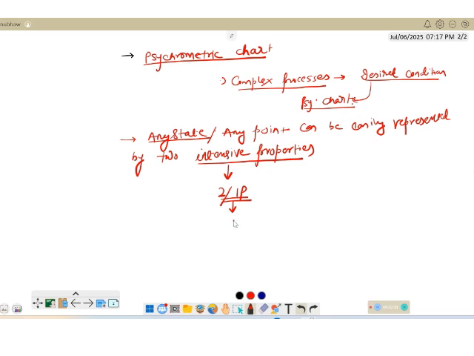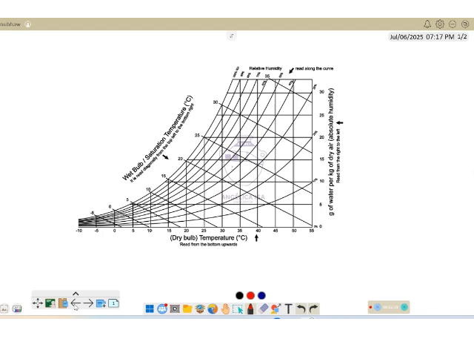Further, when we determine any point in the psychrometric chart, then starting from that point, we can obtain the psychrometric process happening. Let's have a quick look at the psychrometric chart, how it looks.